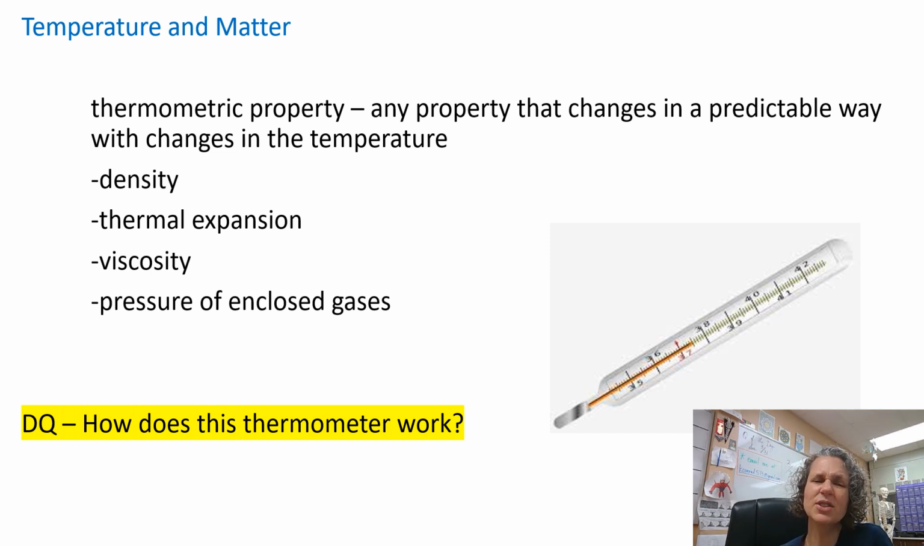Viscosity is another one. Viscosity is defined as an object's resistance to flow. So basically the thickness of the liquid. As you heat an object up, its viscosity gets lower. It becomes more liquidy. It flows easier. And then, of course, the pressure of enclosed gases.